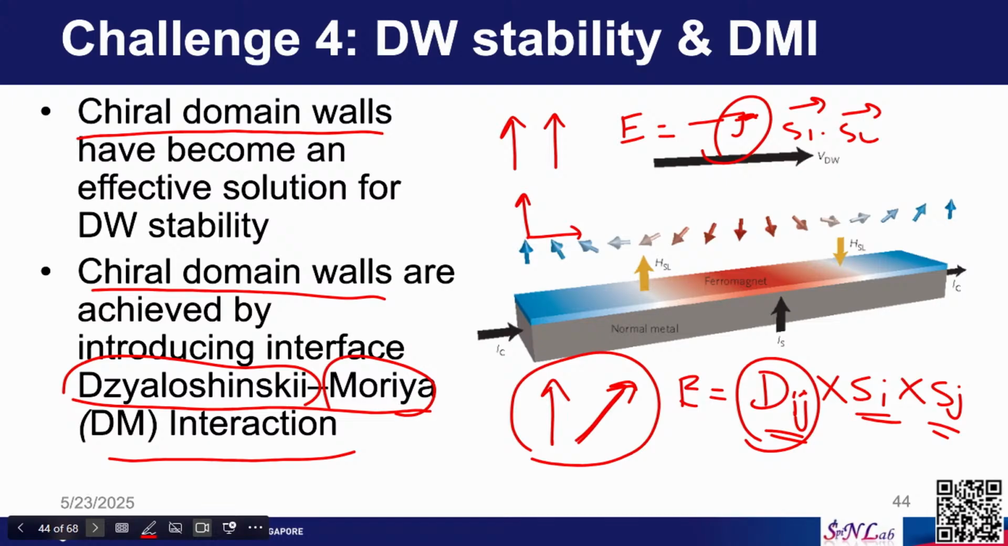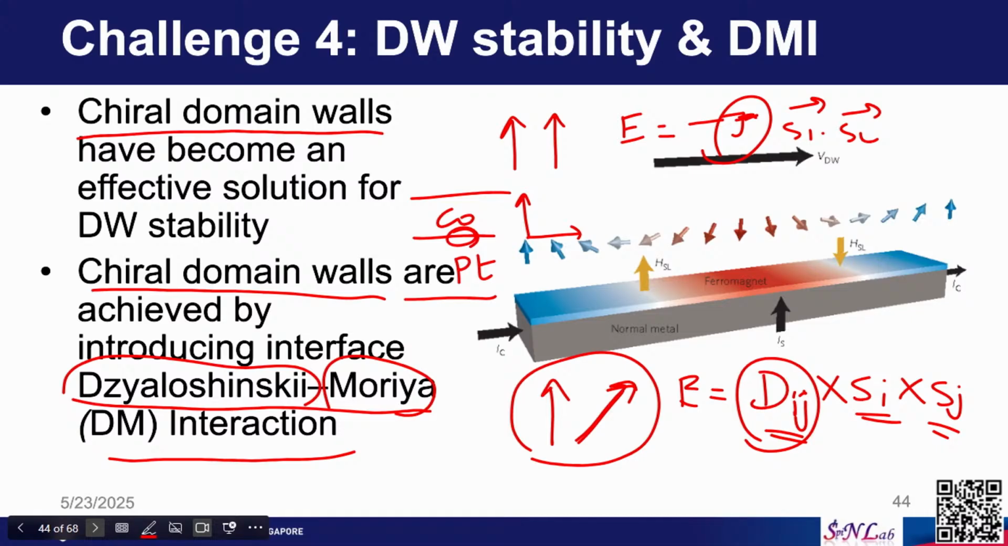This is observed in some material systems, for example, if you grow cobalt or something on top of platinum. Only one side can have platinum. Then there is a Dzyaloshinskii-Moriya interaction introduced by this interface that can make the spins have this kind of arrangement.